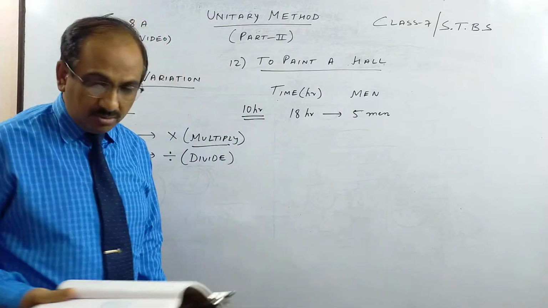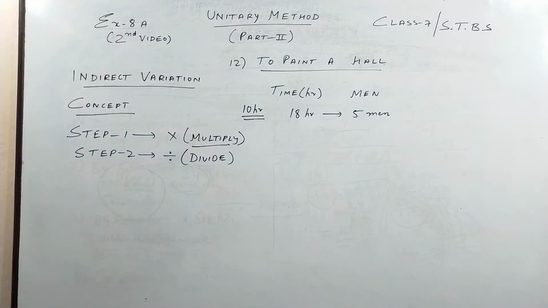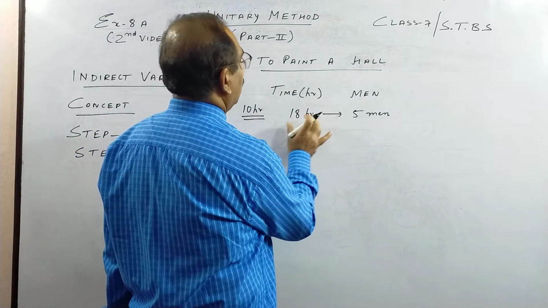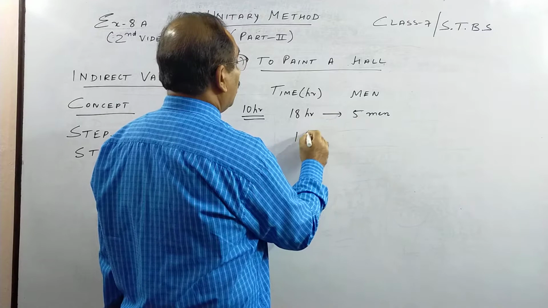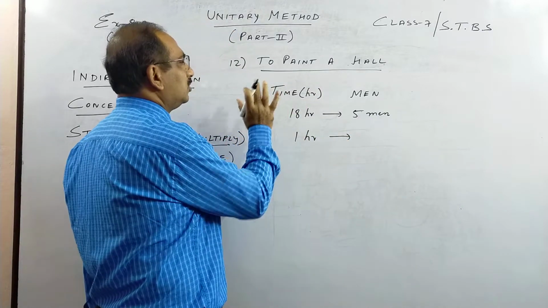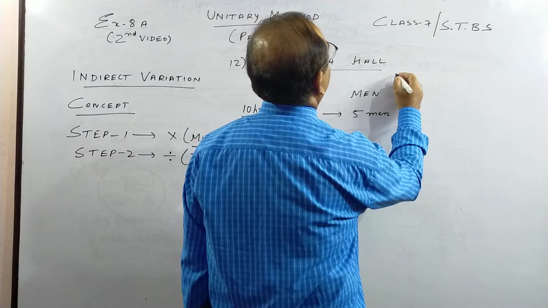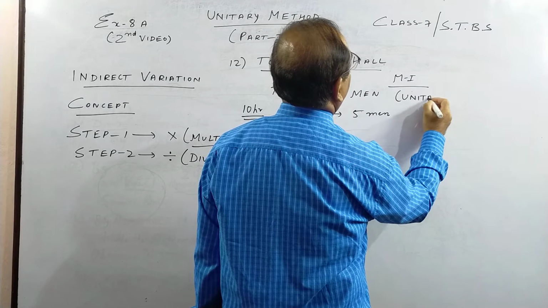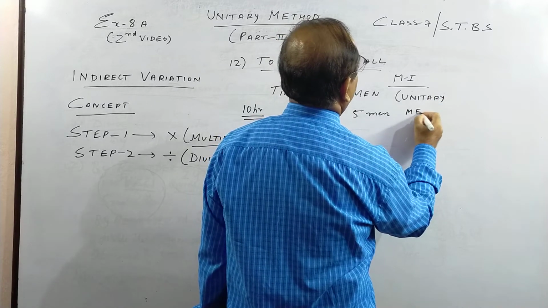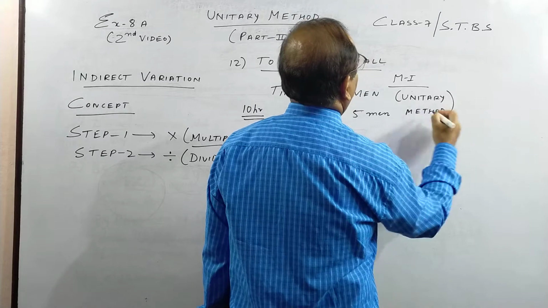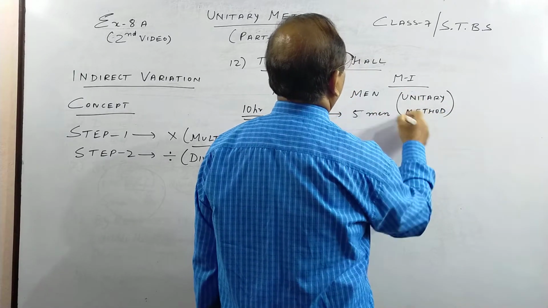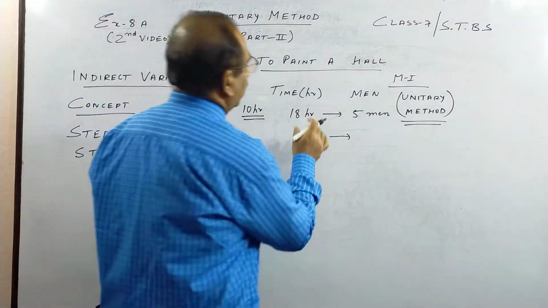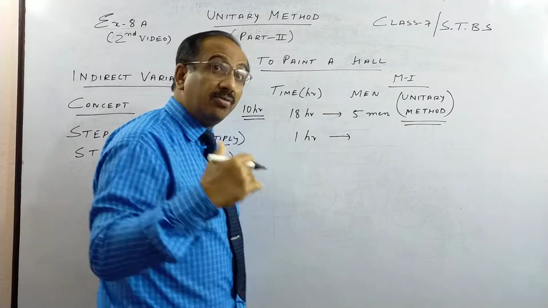Now let us try to solve this by 2 methods. So here we start: 18 hours you need 5 men. 5 men in 1 hour. This is my method 1, children, M1, the unitary method, as I did in my previous video. The name of the chapter is unitary method, but what I am also showing you is the ratio method, because in some books they have done both. So 18 hours you need 5 men. I want to do that work in 1 hour.